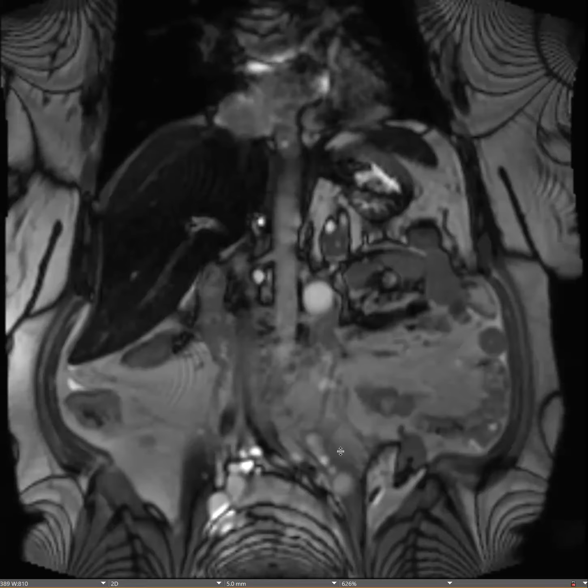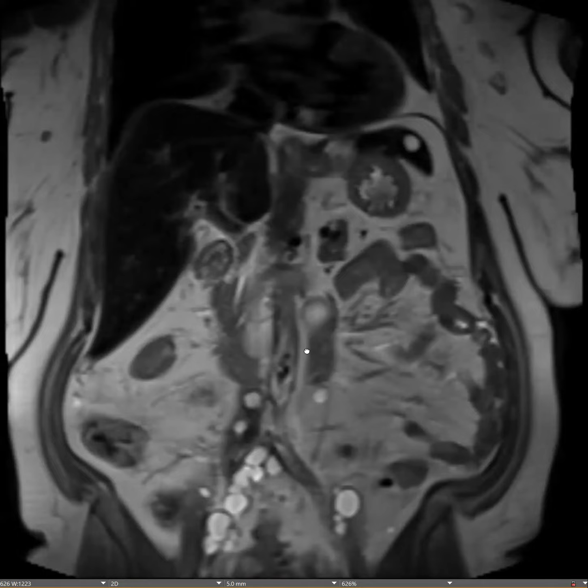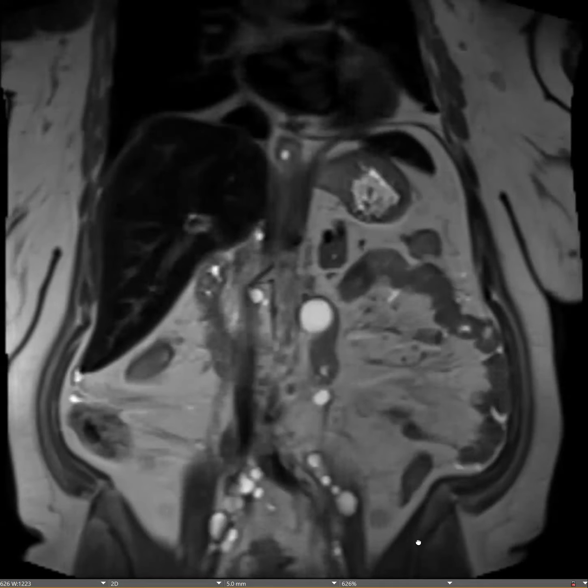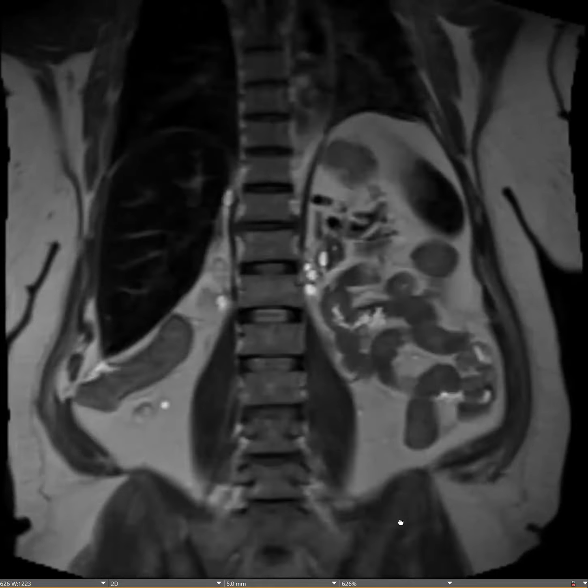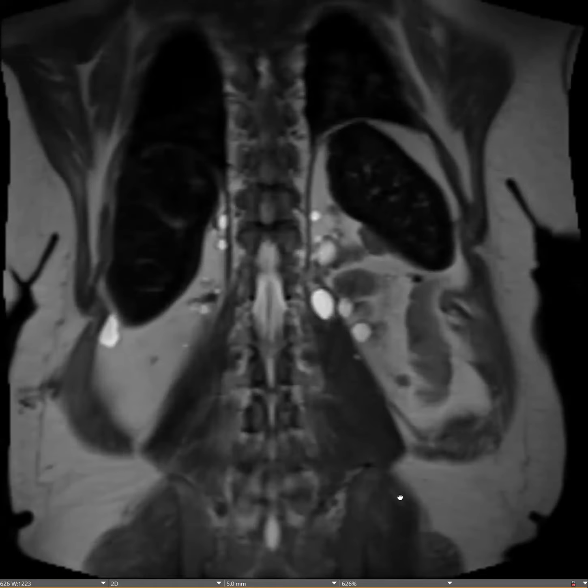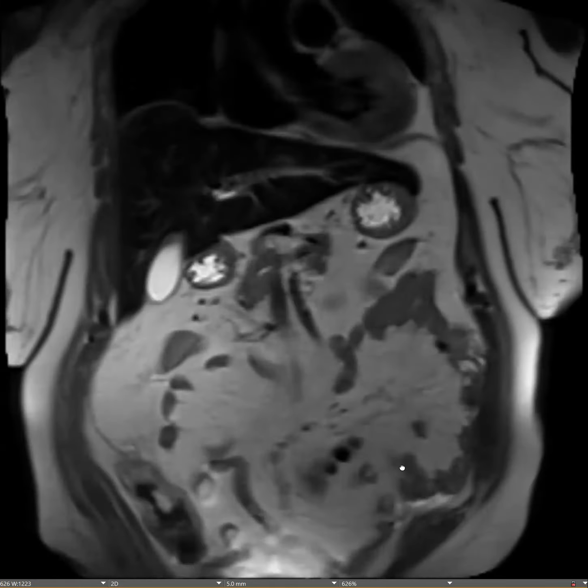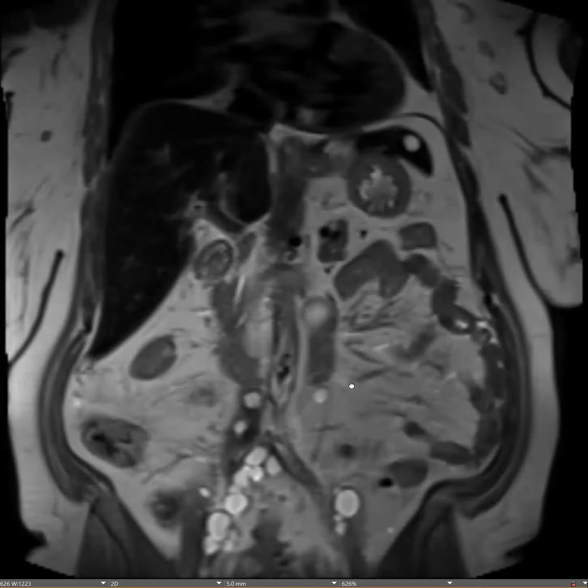I can show you on the coronal. It's like the distribution along the vessels and the lymphatic channel. So that's why we thought maybe it's because of that. I'll keep you posted on this. They haven't done anything yet though.